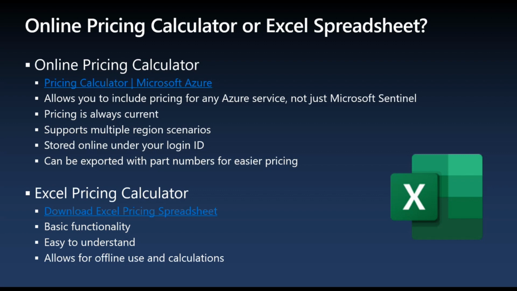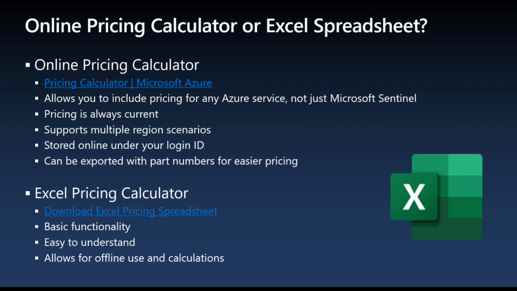It stores the data online under your login ID. So when you build the pricing calculations with the online pricing calculator, you can go back and look at that saved information and adjust it if you need to. It just gets stored online, which is very handy. And you can export it with part numbers, so it makes pricing easier. My preference is, if you have the ability, run the online pricing calculator as your final decision making tool.